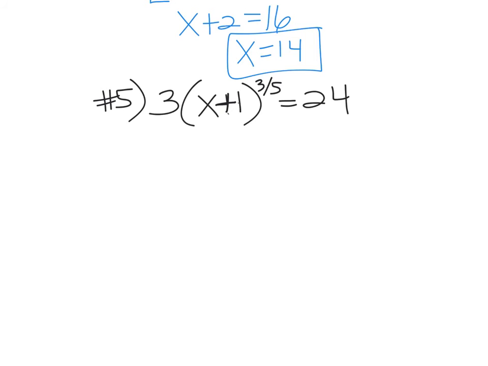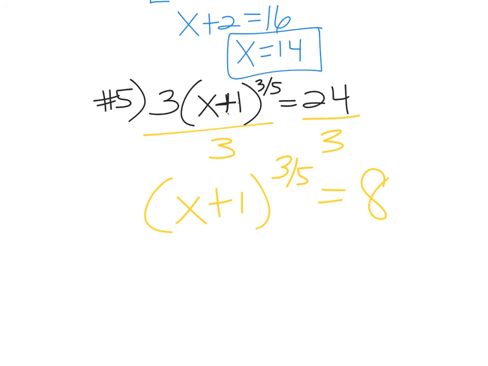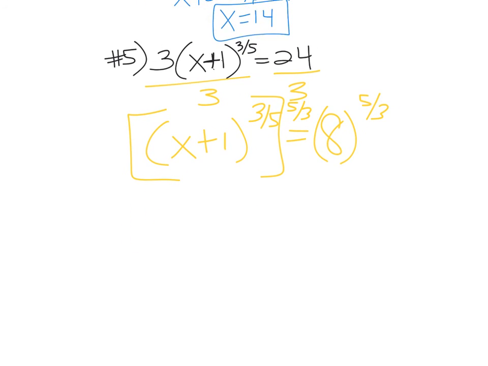Divide 3 on both sides. Perfect. So start by dividing both sides by 3. Isolate the radical, isolate the power, isolate all those parts by getting rid of anything you can. Now raise both sides, yep, to the 5/3, to the reciprocal. Don't forget reciprocal. Perfect. x plus 1 equals 32.